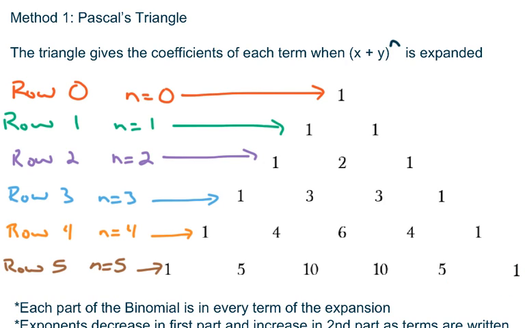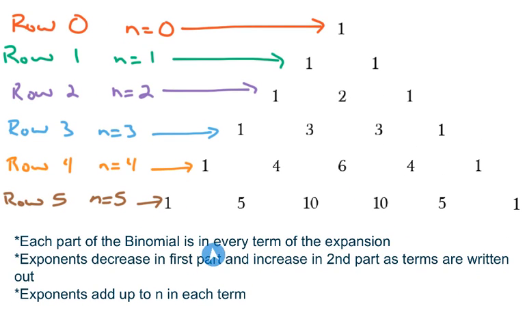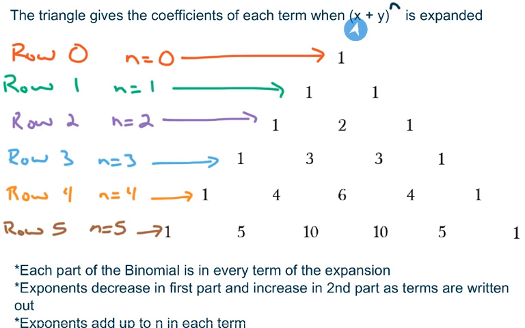And I have a couple of examples here that I'm going to show you. But a couple of key pieces of information. Each part of the binomial is in every term of the expansion. So it's not going to be picking and choosing where this x goes. Does it go to that one, that one, that one, and the y goes to that one, that one, that one? No, that's not the case. Both parts, the x and the y, or whatever it might be, go in every one of those terms with those coefficients. Okay.